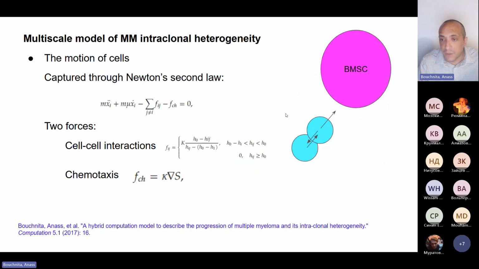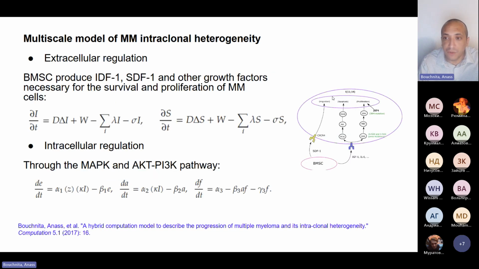First of all, in this model, we have cells represented as individual objects. Basically, they are modeled as soft spheres, and their motion is tracked using Newton's second law of dynamics. We suppose that each cell is subject to two types of forces. The first one is cell-cell interaction. Basically, the cells push each other. And also we have a chemotactic force, which basically allows the cells to get closer to the bone marrow stromal cells. The multiple myeloma cells can sense the gradients of growth factors, and they can move toward the bone marrow stromal cells to increase their chance of proliferation and survival.